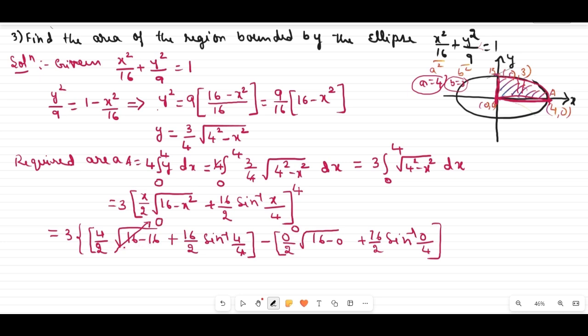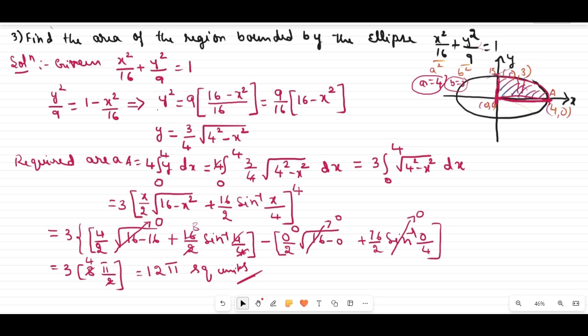0 into anything is 0. So 4 will get cancelled, only 1 will remain. Here 0 into anything is 0, so that becomes 0. Sine inverse 0 is 0, and 0 into anything is 0. Only the second term will remain. So 2 ones are 2, 2 eights after cancelling this, so 3 into 8 into sine inverse of 1. Sine inverse of 1 is pi by 2. So 2 ones are 2, 2 fours are 4, 4 threes are 12 pi. This is the required answer. The final answer is 12 pi square units.